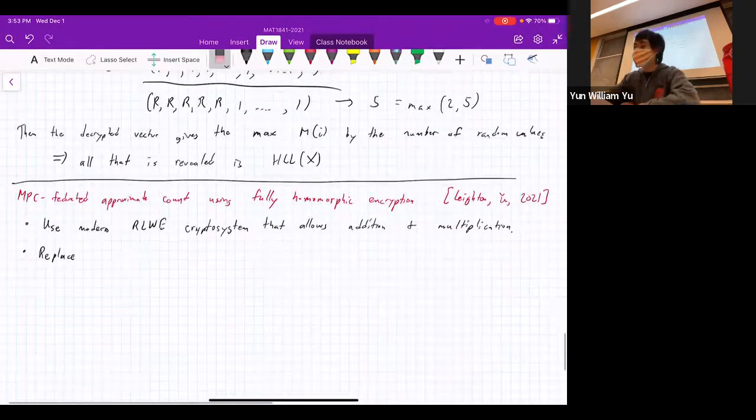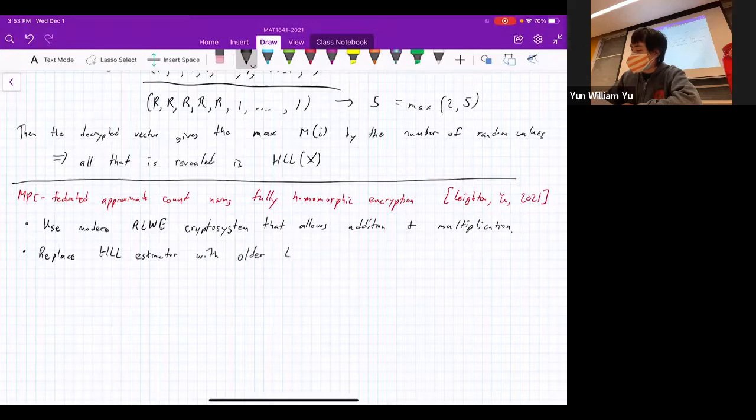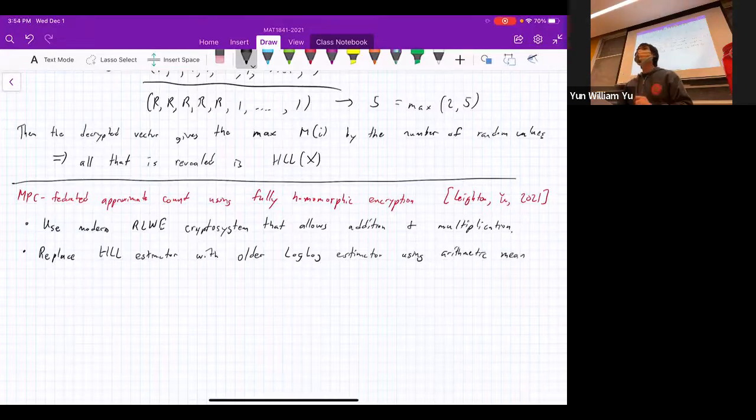So let me write that out. We're going to replace the HyperLogLog estimator with the older LogLog estimator, which just uses a simple arithmetic mean. And arithmetic means are nice because we can basically compute an arithmetic mean with just summation, and then the mean part of it doesn't matter because we're dividing by the total number of parties, and that's known. And so we can compute the summation in our crypto system and then just reveal that number, which doesn't give you any other information because that's deterministically related backwards and forwards to the actual count at the end.